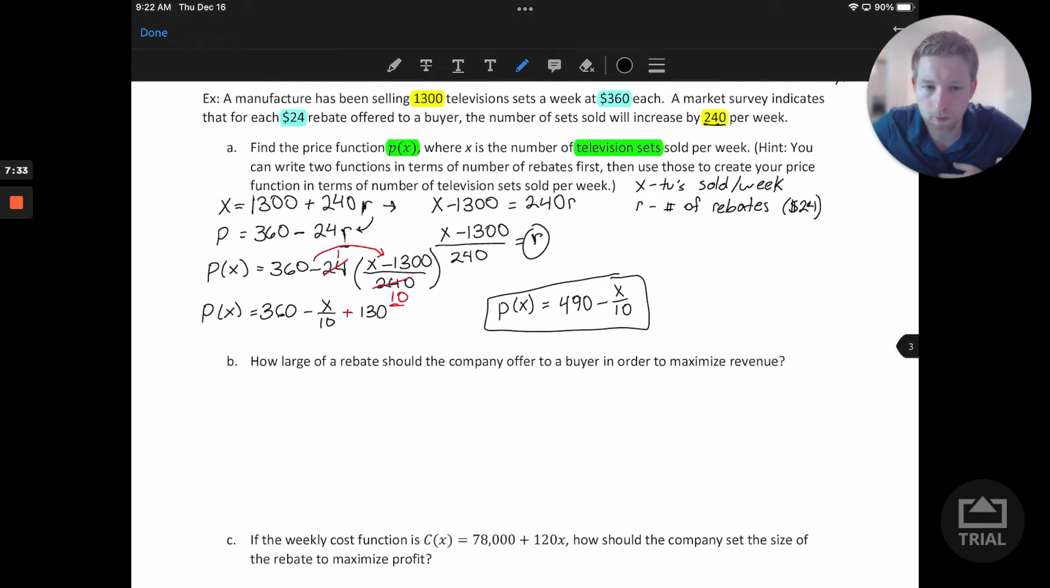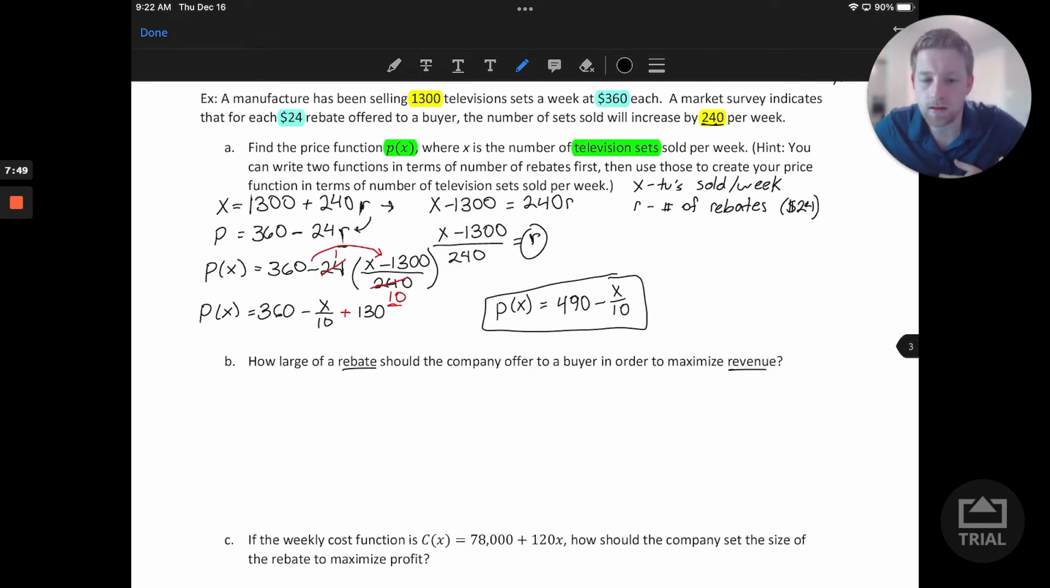Let's move on to part B. Part B asks us to find how large of a rebate should the company offer to a buyer in order to maximize revenue. So you want to think about revenue now. And a few ways we've talked about revenue is the price times the quantity. And I think this is going to be helpful here as well, because we know the quantity here is represented by the value of x, or the variable x, and our price is this p equation. So that's the price is dependent on x itself.